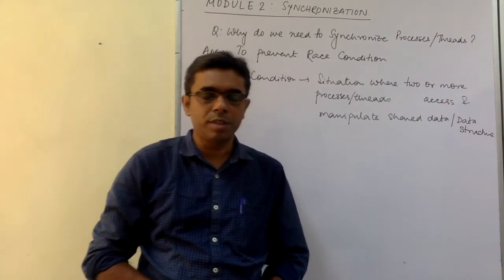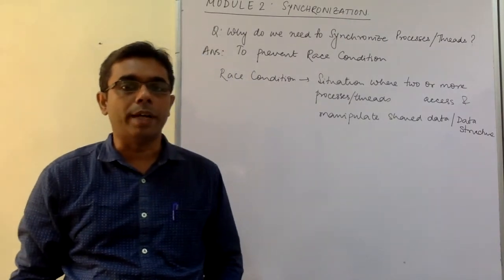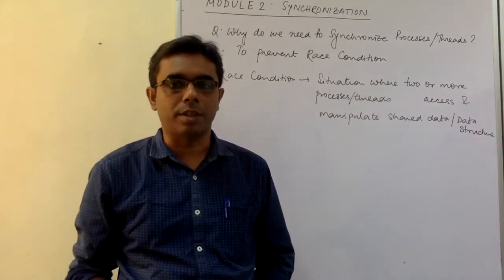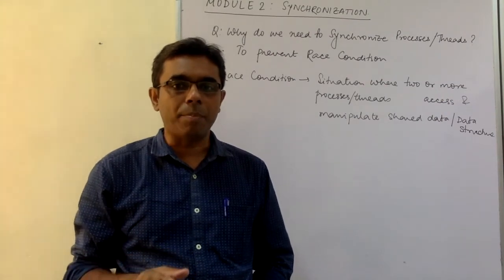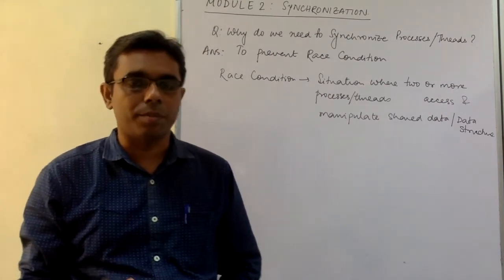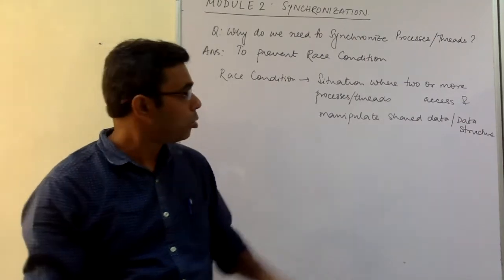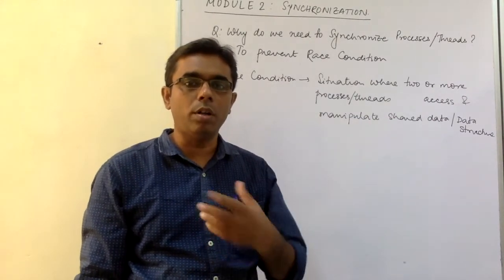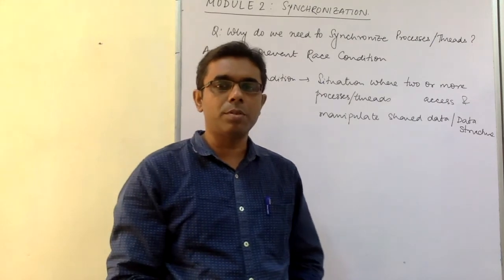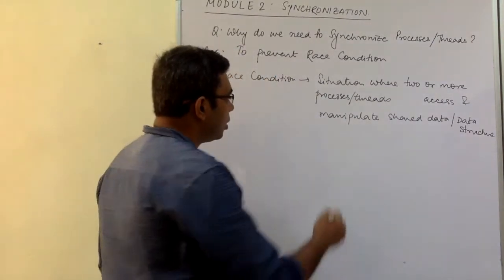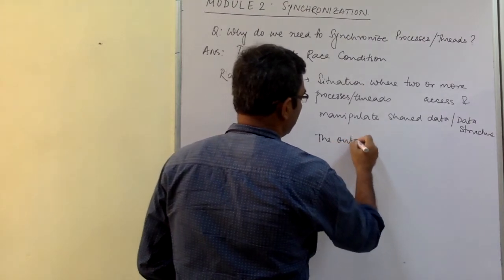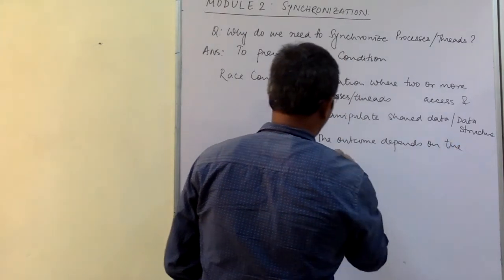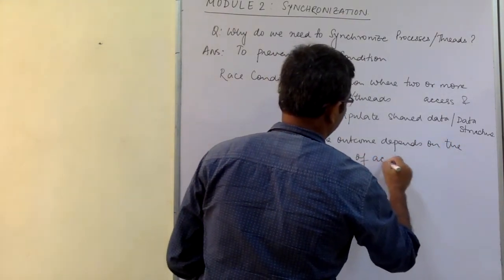From the discussion about processes and threads so far, we know that processes and threads share some data or some data structure. Now, it may so happen that two or more of such processes or threads would like to modify the data or the data structure. What is the problem associated with this? The problem is the outcome would depend on the order of the access. This is the problem that we have.